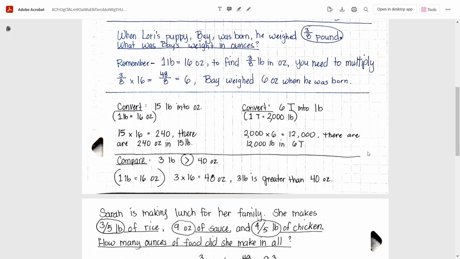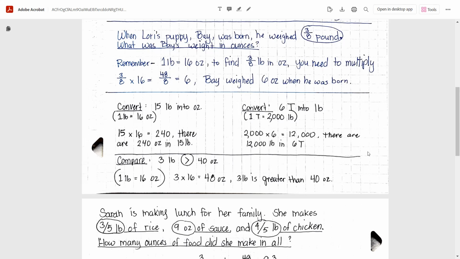And again, we're only multiplying the whole number times the numerator because we need 16 groups of 3/8. So 16 times 3 is 48. So our answer is 48/8. Now, since this is an improper fraction, I need to convert it either to a whole number or a mixed number. 8 goes into 48 6 times. So Bay weighed 6 ounces when he was born.